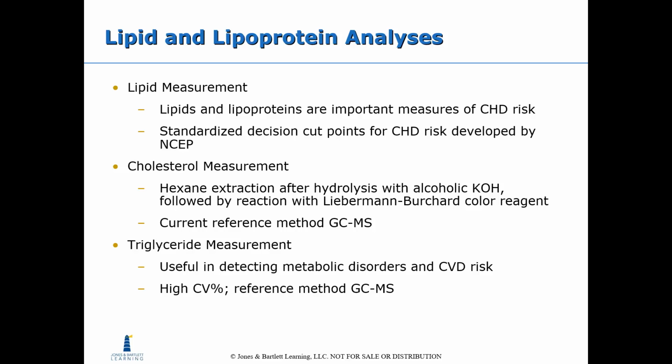Lipid measurements. So lipids and lipoproteins are important measures of CHD risk. There are standardized decision cut points for CHD risk developed by NCEP. Cholesterol measurement: hexane extraction after hydrolysis with alcoholic potassium hydroxide, followed by reaction with Liebermann-Burchard color reagent. The current reference method is GC mass spec.